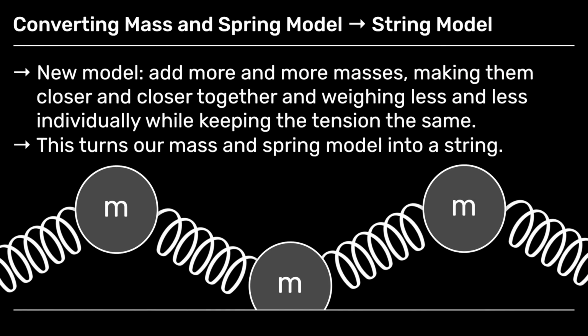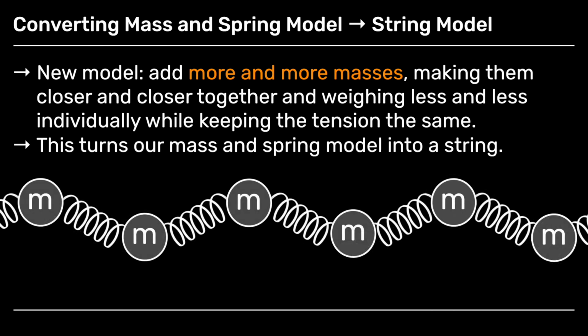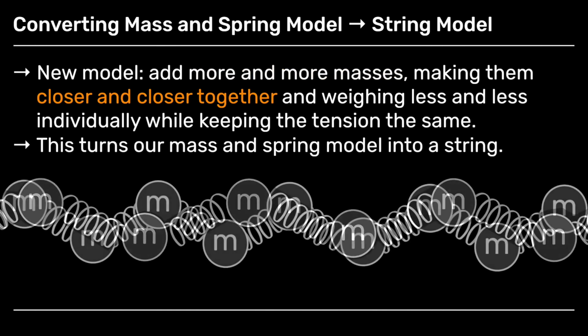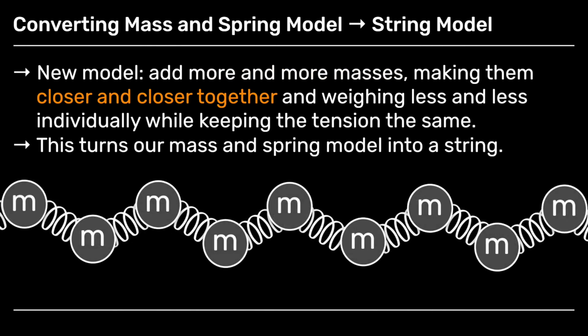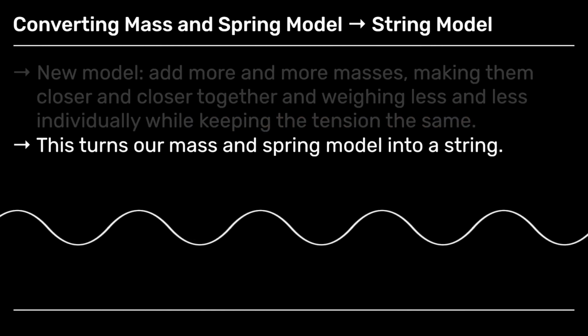Now, what I'd like you to do is imagine in your mind's eye adding more and more masses to our masses and springs model. Make the masses closer and closer together, and they weigh less and less individually, but we keep the tension the same. Well, what we're doing then is taking our masses and springs and turning them into, in effect, a continuous string.